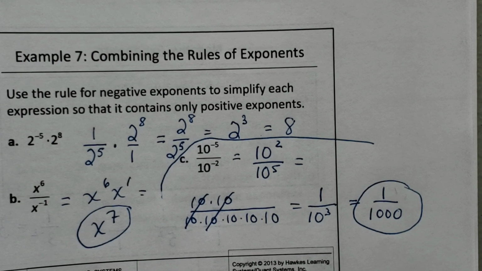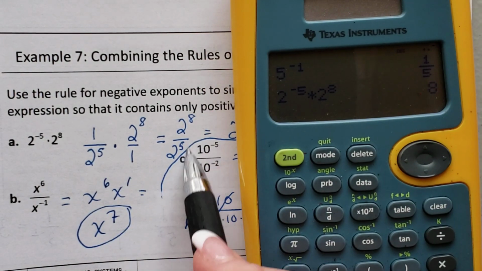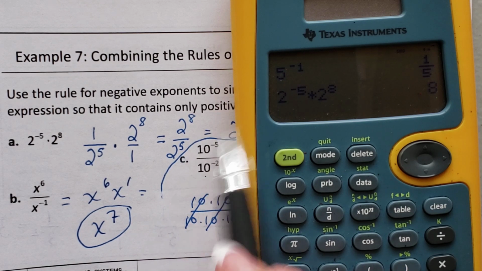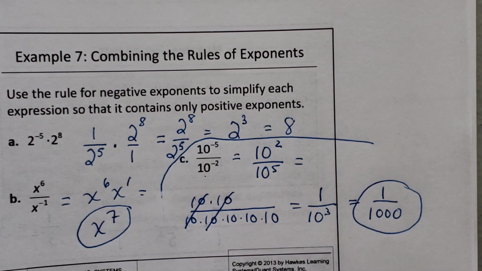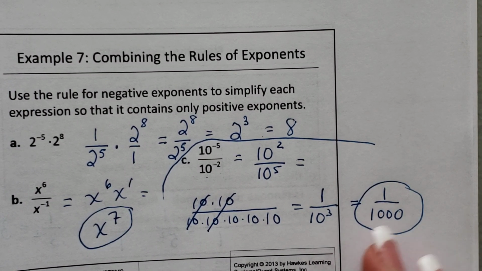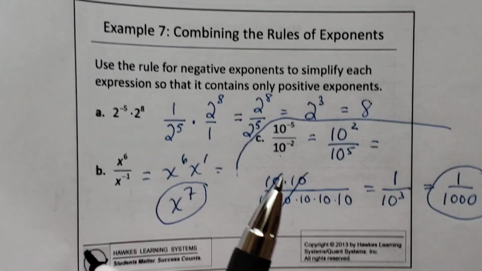Like I said earlier, if you use your calculator and you type this original problem into your calculator, it'll go straight from this problem. It'll give you the final answer, 1/1000. But it's important that you practice using these rules just so you feel more comfortable with them. But just so you know, it's great to have that calculator.